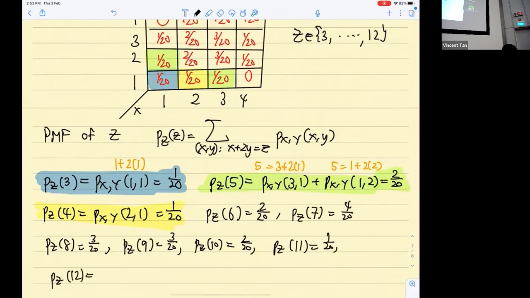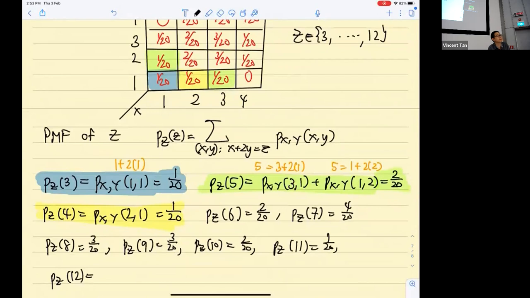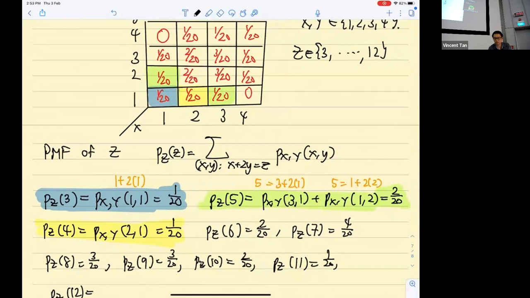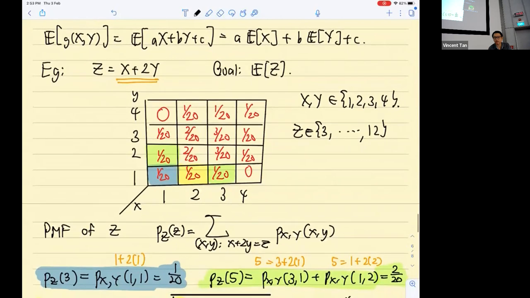How can we form 12? Now I'm going to ask Oliver already. How can I form Z equal to 12? How can I form 12 from X plus 2Y? Only one way.